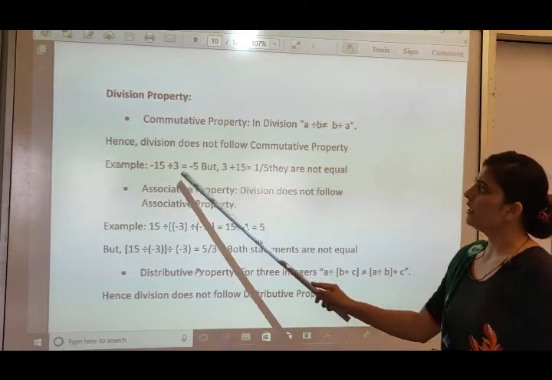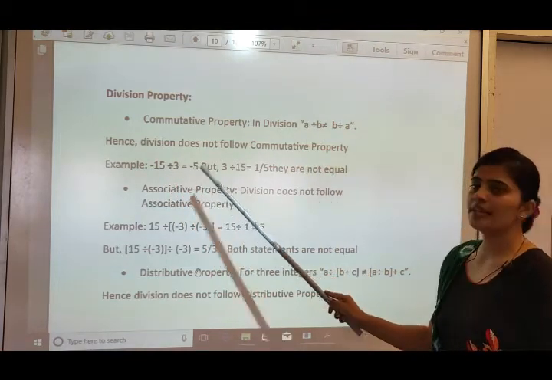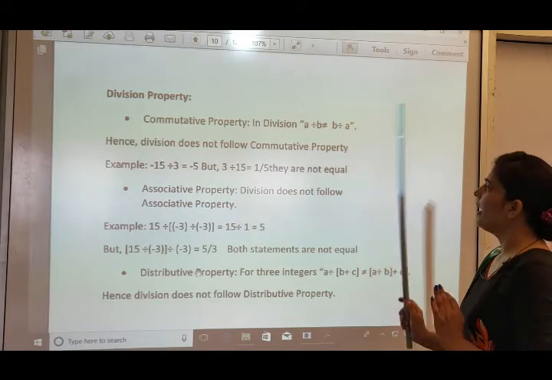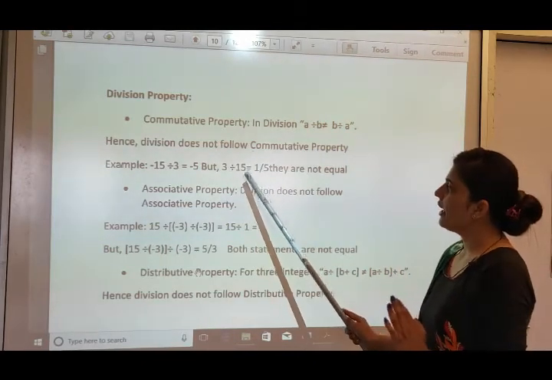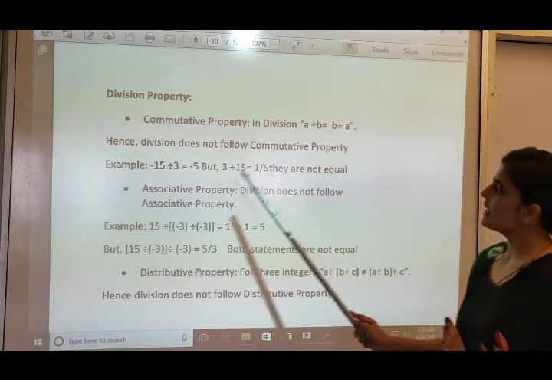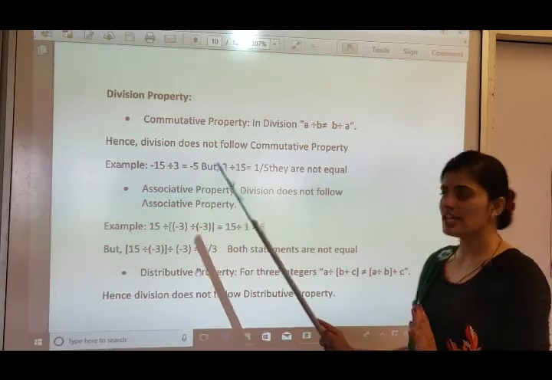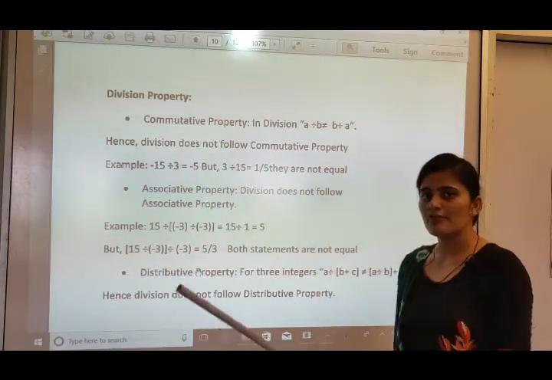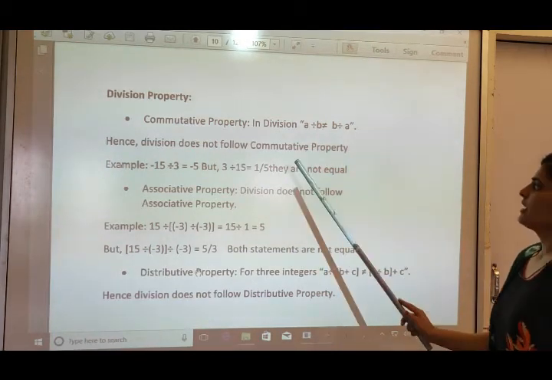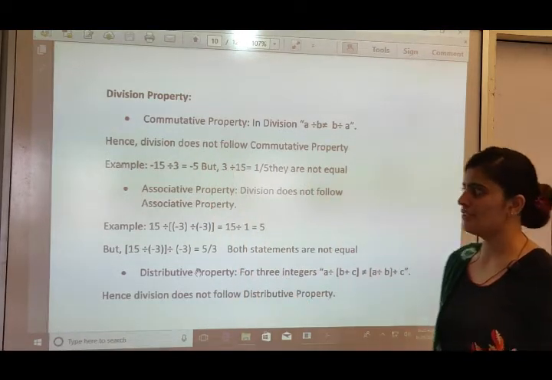For a divided by b, minus 15 divided by 3, we are getting minus 5 as the answer. Now we will go for the RHS, b divided by a. 3 divided by minus 15, the answer will be minus 1 by 5. So are LHS and RHS equal? No, because here we are getting minus 5 as the answer and here we are getting minus 1 by 5. So LHS is not equal to RHS. They are not equal. So the commutative property is not followed by division.